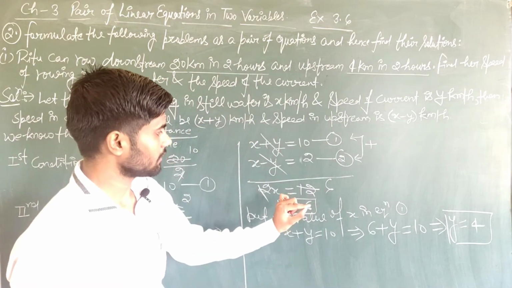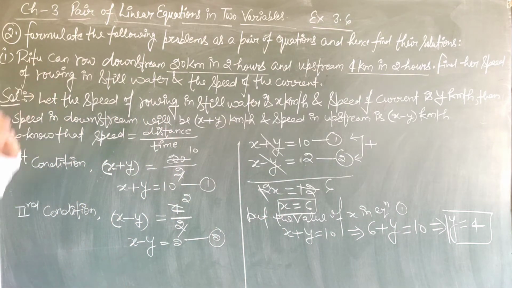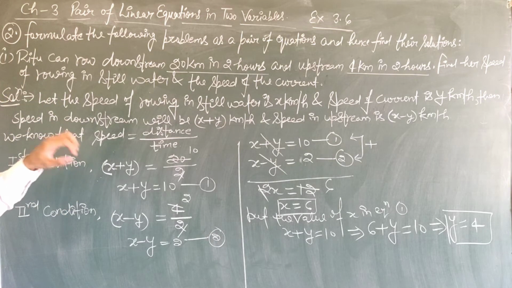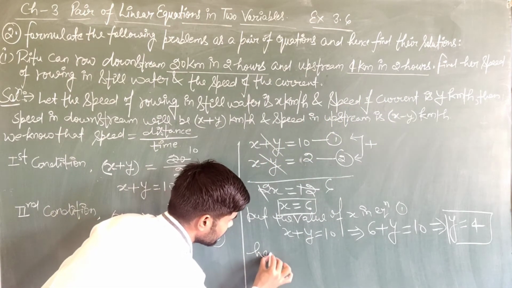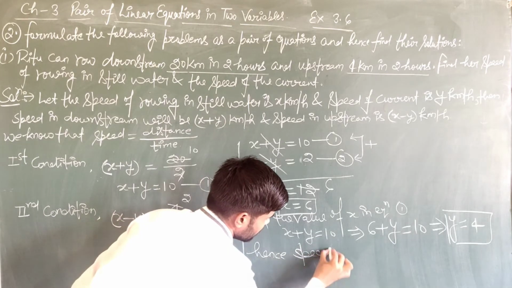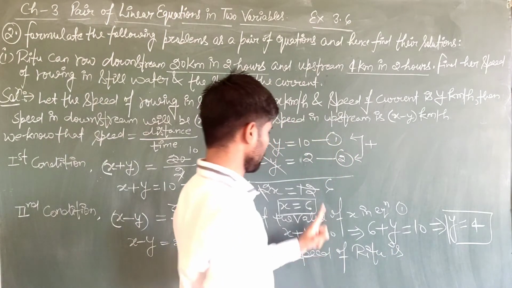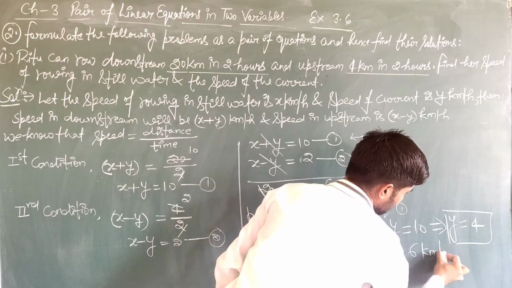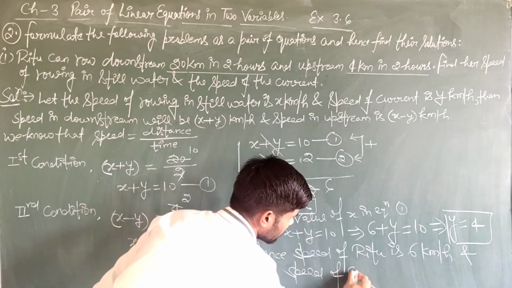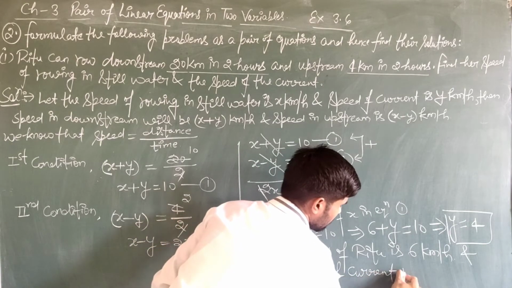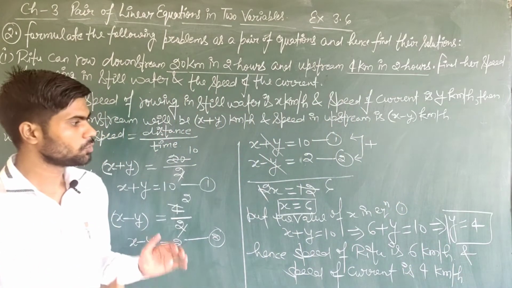What is x and what is y? x is the speed of Ritu in still water, and y is the speed of current. Hence the speed of Ritu is 6 km per hour and the speed of current is 4 km per hour. Okay students, I hope you all understand.